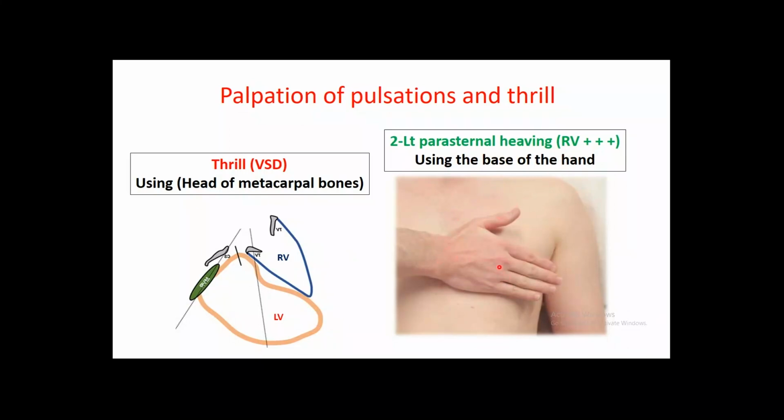Then we palpate the same area, the left parasternal area, with the head of the metacarpal bone, because the head of the bone is the most sensitive point to appreciate a thrill. This occurs in patients with ventricular septal defect, a left parasternal thrill in patients with VSD.